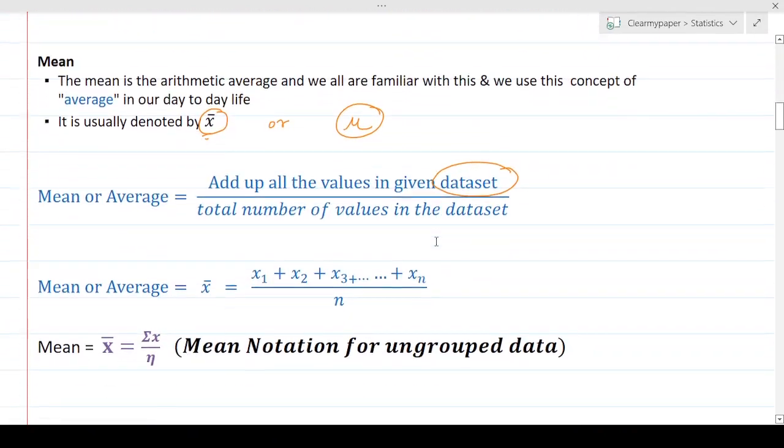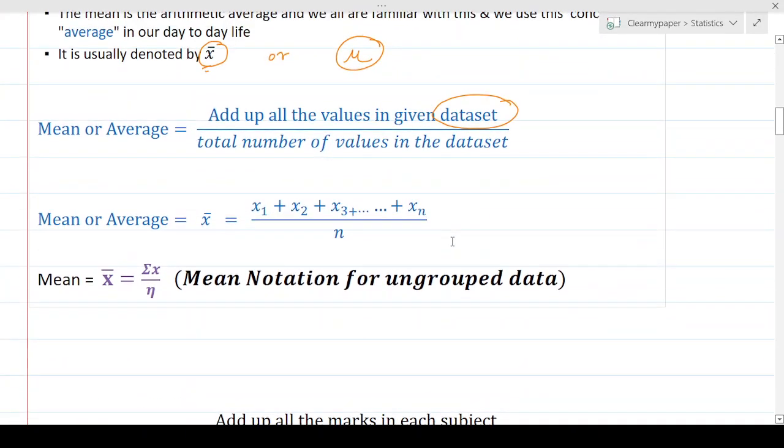And if you see here, that's all the formula says. Mean or average, which we can use synonymously, is add up all the values in the given data set and divide by the total number of values in the set. Which we know is 6.